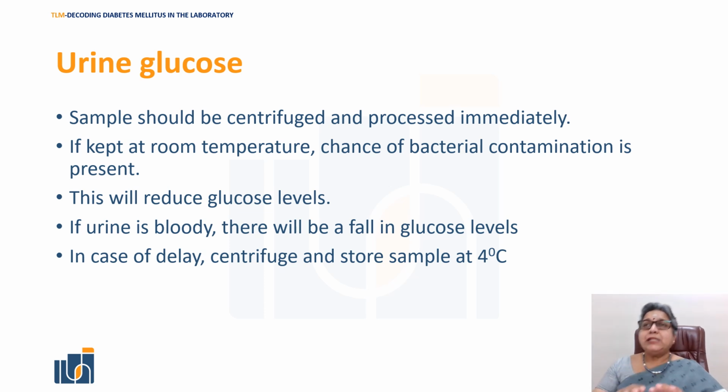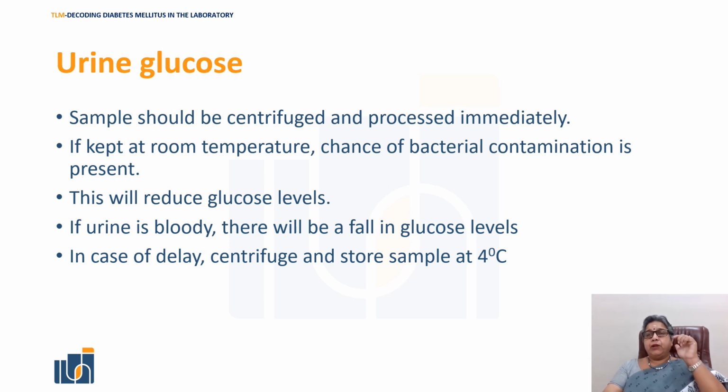Now, if you anticipate delay, if you're alone, you don't have the time to test it, you say when I'm free I will test it, then you centrifuge it, take off the supernatant, put it into a labeled aliquot and store it at 4 degrees centigrade. So urine glucose, just like blood glucose, just like glucose from any other fluid, should be processed as soon as possible, or otherwise you have to centrifuge it, take out the supernatant and store it in the refrigerator before it is processed further.